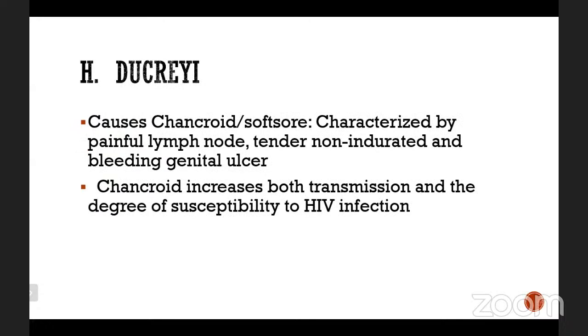Next one is Haemophilus ducreyi. It causes chancroid or soft sore, in which a painful lymph node, tender, non-indurated, and bleeding and genital ulcer is seen. With chancroid, it increases transmission and the degree of susceptibility to HIV infection.